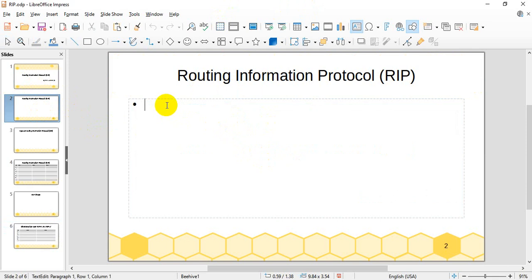The first thing is that the Routing Information Protocol is a distance vector protocol. You need to understand that this is a very important point, because in your exam or in your internal exam, questions might arise asking whether the Routing Information Protocol is a distance vector protocol or not.